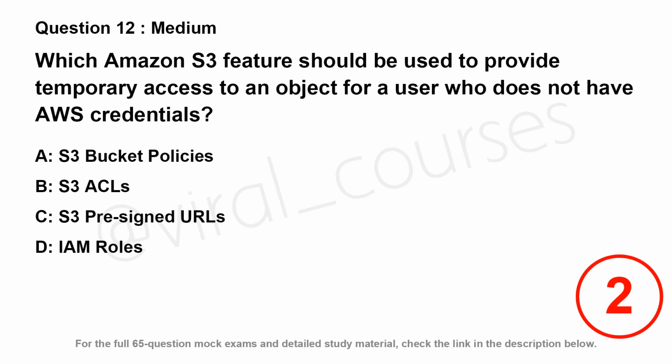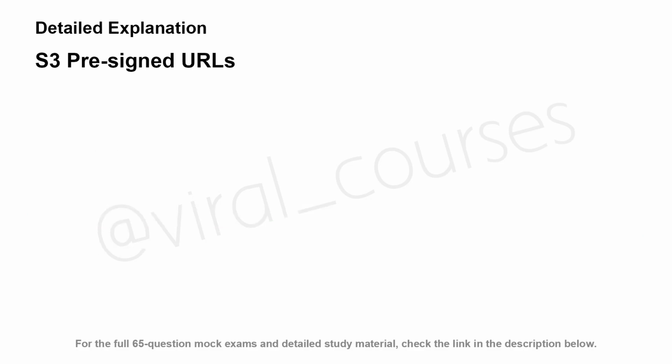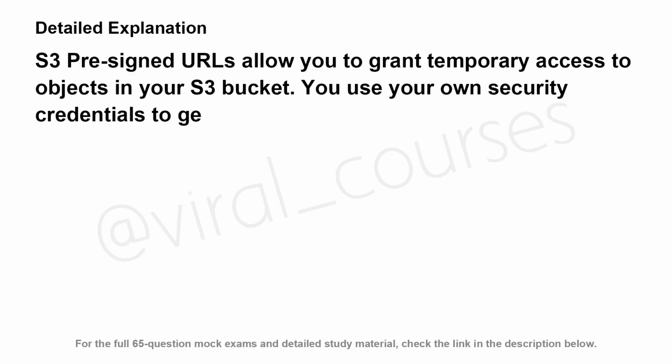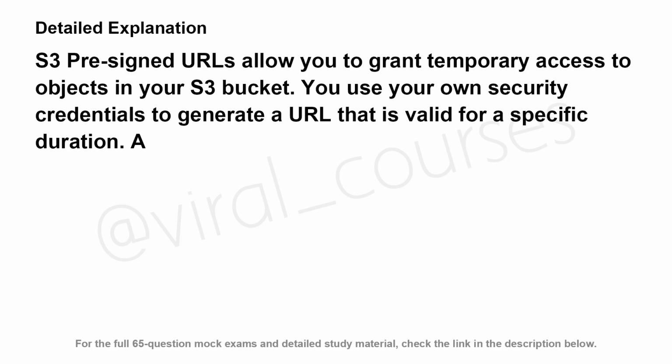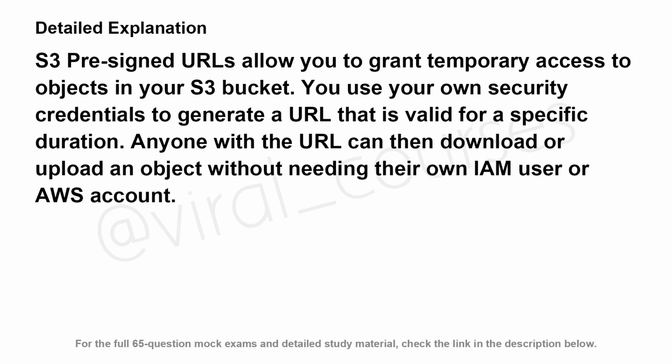The correct answer is C. S3 pre-signed URLs allow you to grant temporary access to objects in your S3 bucket. You use your own security credentials to generate a URL that is valid for a specific duration. Anyone with the URL can then download or upload an object without needing their own IAM user or AWS account.